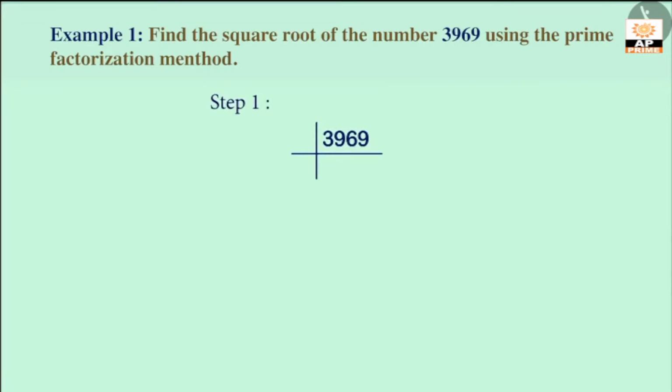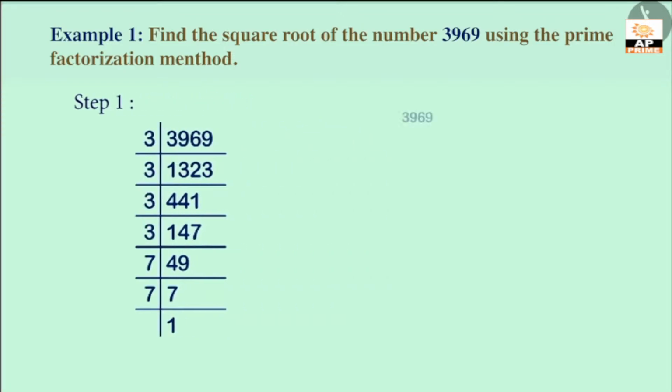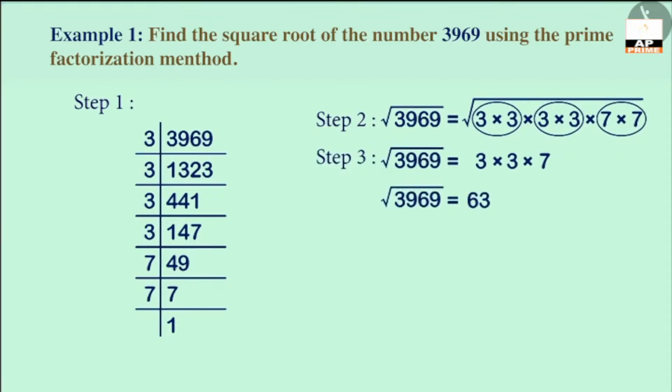In the prime factorization method, we will first do the prime factorization of the number 3969. And we will know all its prime factors this way. Now we will express the number 3969 as the product of its prime factors. After this, we will group the prime factors into pairs in this way. Then, we will take one factor out of each pair and multiply them. This product is the square root of that number. That is, the number 63 is the square root of the number 3969.